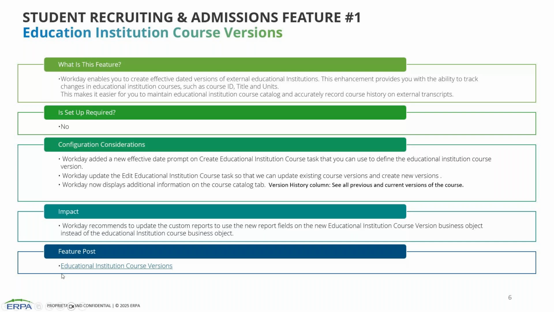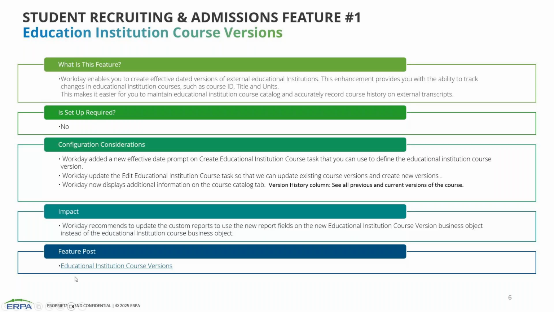Now on the Course Catalog grid, you can view all the versions of the courses in the new version history column. So you will be seeing multiple rows for your course catalog information that has been changed. You'll be seeing all of them in one column itself.